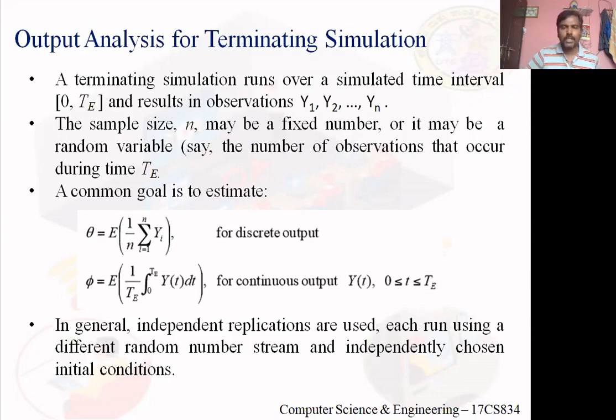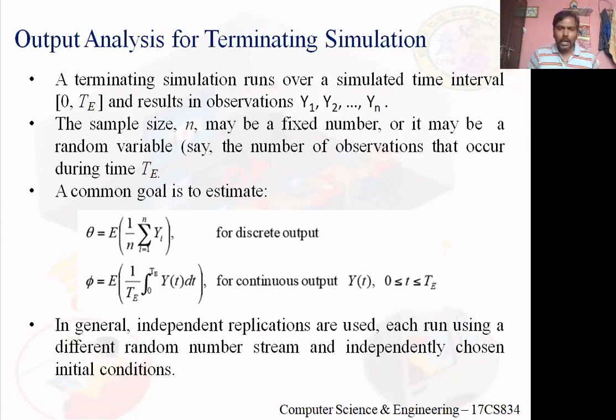Then I should divide by n. Clear with that? So what I said, y1, y2, yn, what do they represent? They represent response times of individual customers. Got it? Now sum those individual response times and divide by n. That is the average response time.